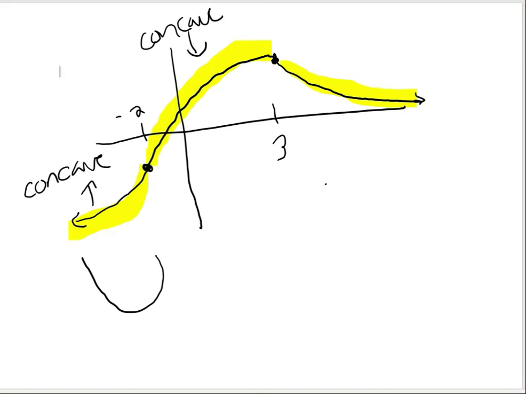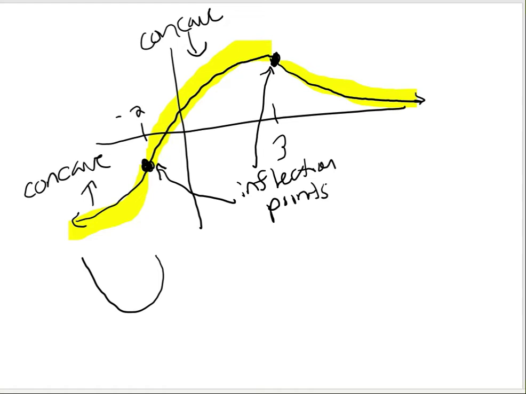Now note that I'm not saying that it has the exact shape of a downward parabola. It's just, in general, closer to that shape. Now, at these two points, it's changing. So we would call these inflection points. And that's the picture to have in mind.